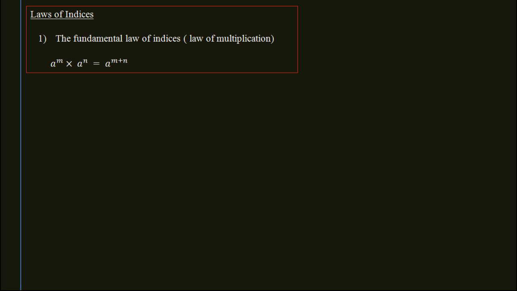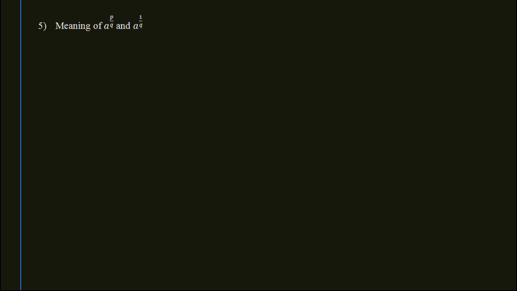We are going to assume that the fundamental law of indices, the one that deals with multiplication of indices, is true for positive and negative fractional powers. It is also to be further assumed that this law is true for negative integral powers. So let us look at the meaning of a to the power p over q and a to the power 1 over q, where a, p and q are positive integers.